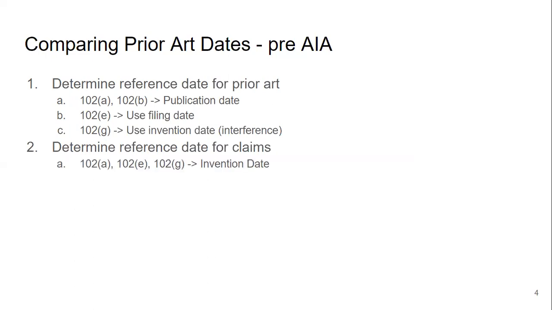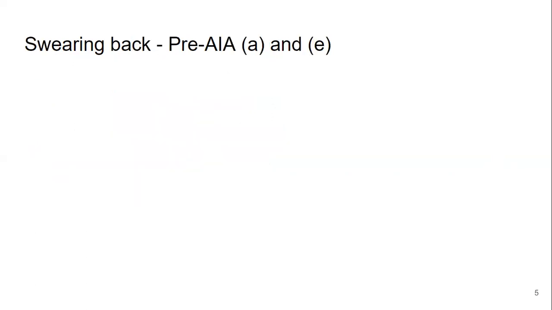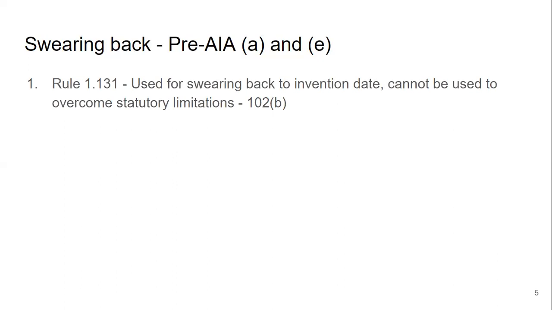So determining the reference date for the claims within the patent that you're trying to apply for: 102A, 102E, 102G all are based on the invention date. All of those, your invention date is what defines pretty much everything that it's based off of. And then 102B is based on the filing date. So your filing date gets compared to the prior art publication date. We'll cover more of that later, but this is a helpful chart to remember the nuances of what goes off of publication date, what goes off of invention date, and then whichever one is earlier wins.